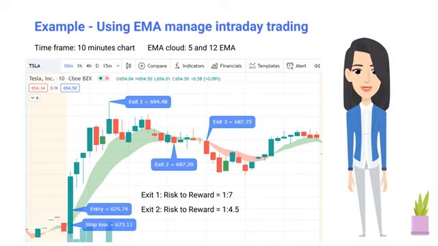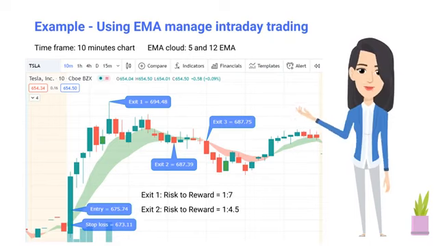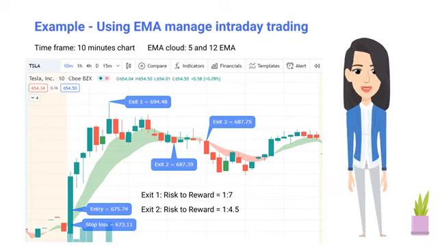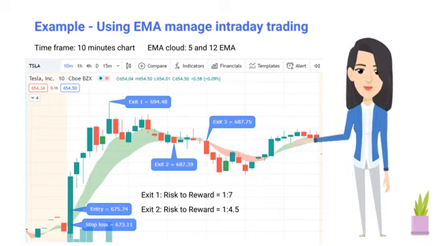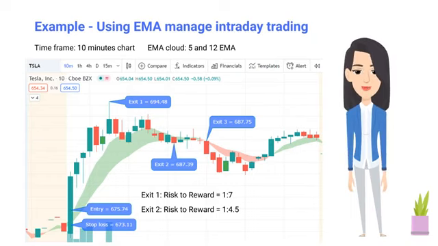The third exit point is to wait until the EMA Cloud actually changes to red, which is when the stock reached $687.75. By taking this exit point, this trade would provide a risk to reward ratio of 1 to 4.4.